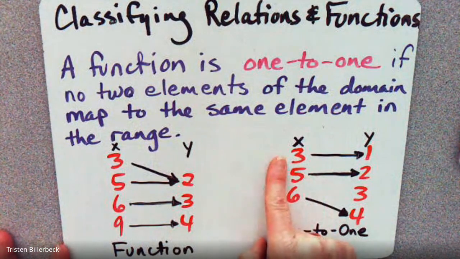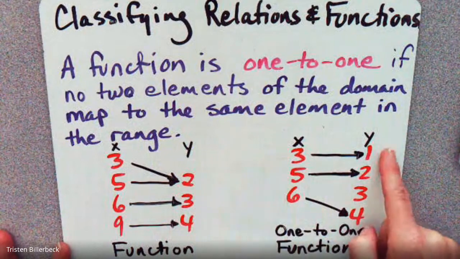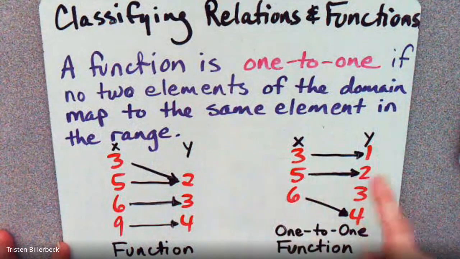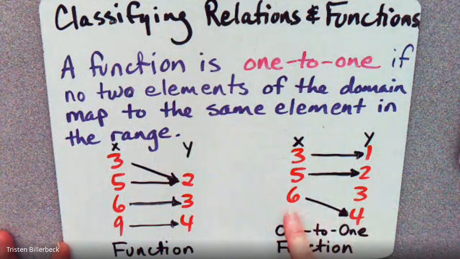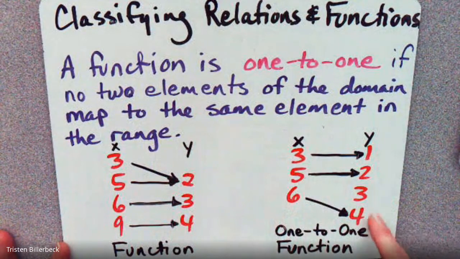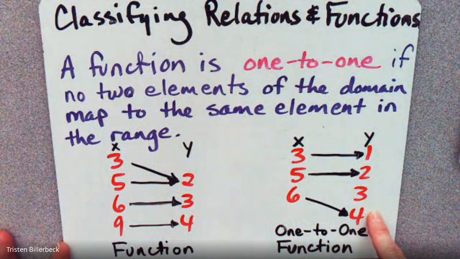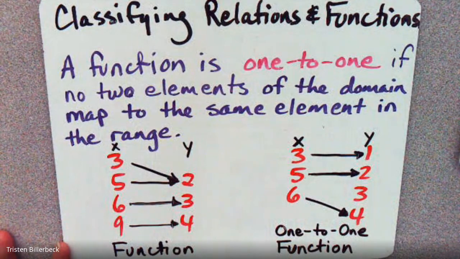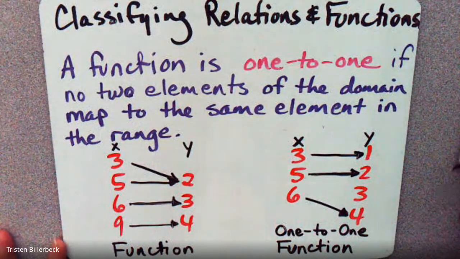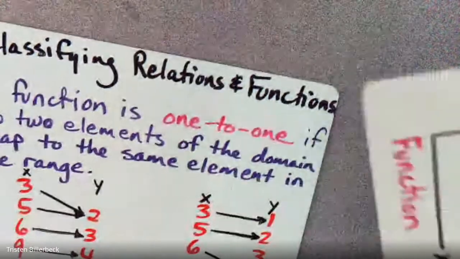However, if we have a situation where we have 3 mapping to only 1, 5 mapping to only 2, and 6 in the domain mapping only to 4 in the range, then we have a one-to-one function. So let's take a look at exactly what this would look like.